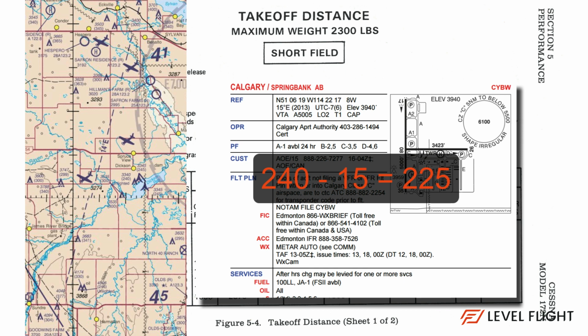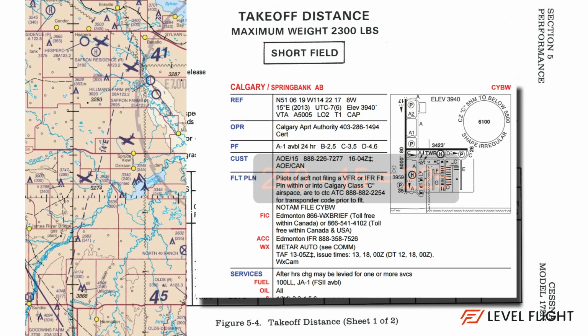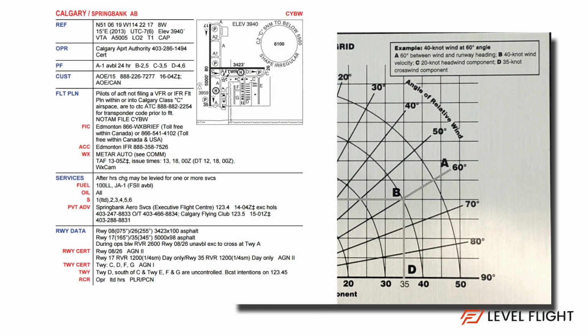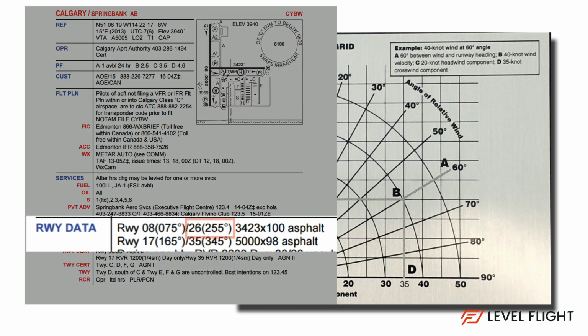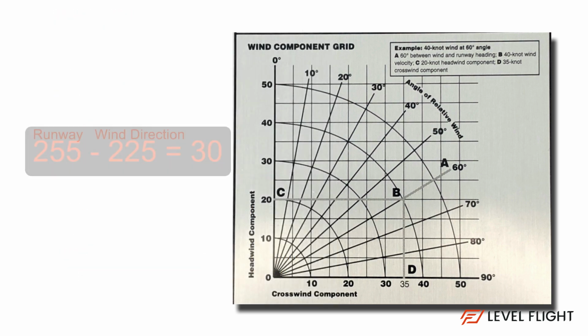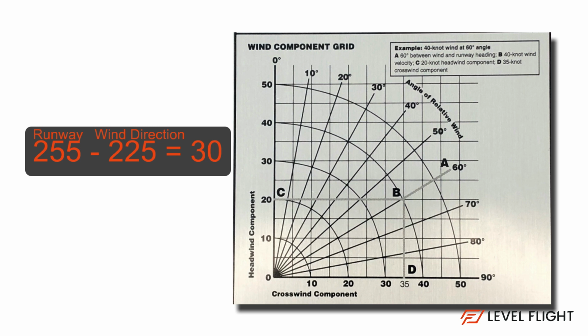Now we can look at the crosswind calculation chart. I'll use the one from the E6B slide. The runway heading, which is found in the runway section of the CFS, says that runway 26 is positioned at 255 degrees. If you don't have access to this information, rounding to the runway number is okay. 255 minus 225 equals 30. This means that the wind is 30 degrees off of the runway.